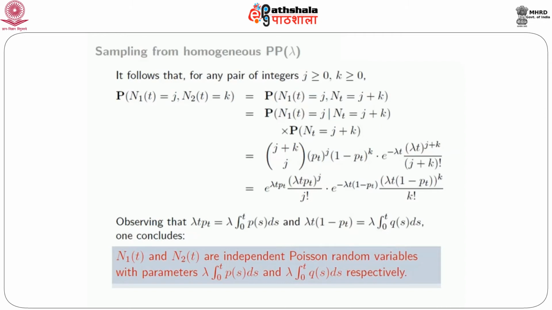Now, observing that lambda t pt, remember the definition of pt was 1 over t times the integral from 0 to t of ps ds. So t pt would be the integral from 0 to t of ps ds, and lambda t pt would be lambda times the integral from 0 to t of ps ds. Similarly, lambda t into 1 minus pt would be lambda times the integral from 0 to t of qs ds, where qs is 1 minus ps. We conclude that N1t and N2t are independent Poisson random variables with the parameters lambda times the integral from 0 to t of ps ds and lambda times the integral from 0 to t of qs ds respectively.